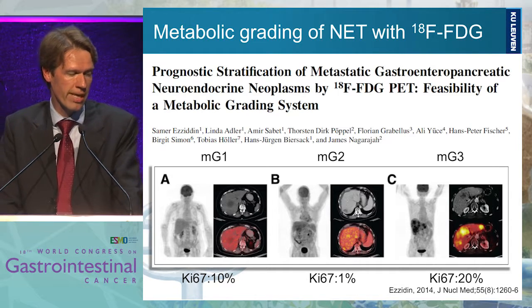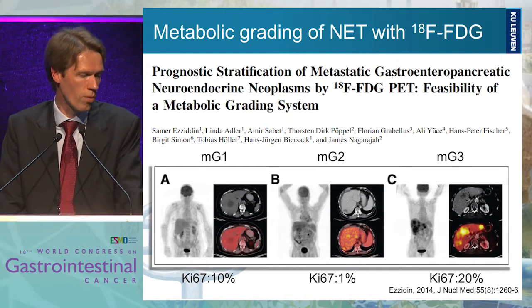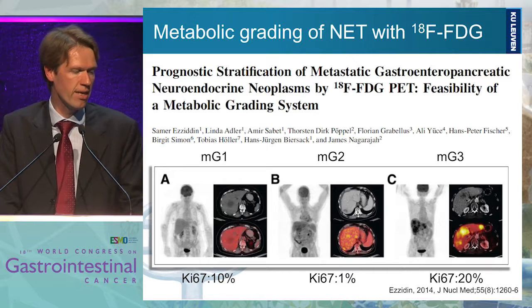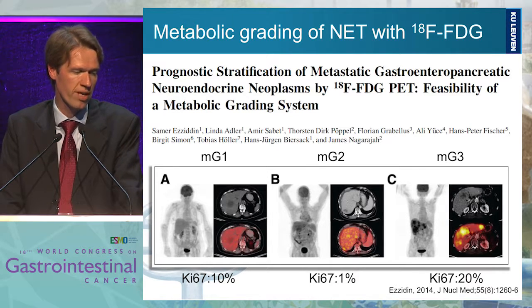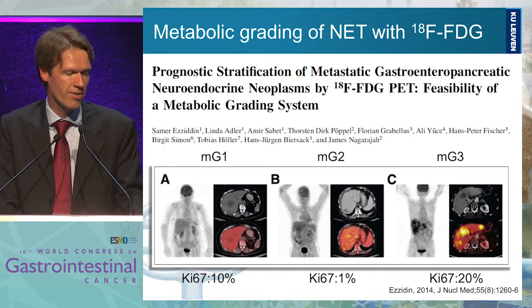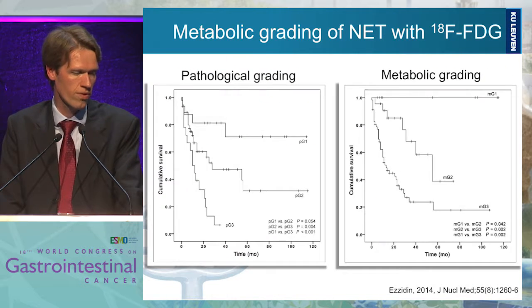We see here 3 examples of patients. Metabolic grade 1, we don't see any uptake in the liver metastasis. Metabolic grade 2, we see some faint uptake in the liver met at the dorsal part of the liver. And metabolic grade 3, this looks like a highly FDG avid tumor with liver mets all over the liver.